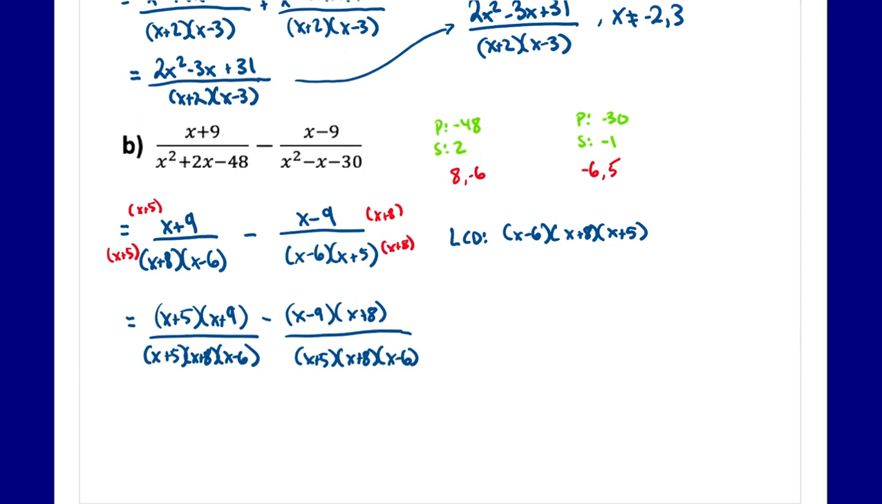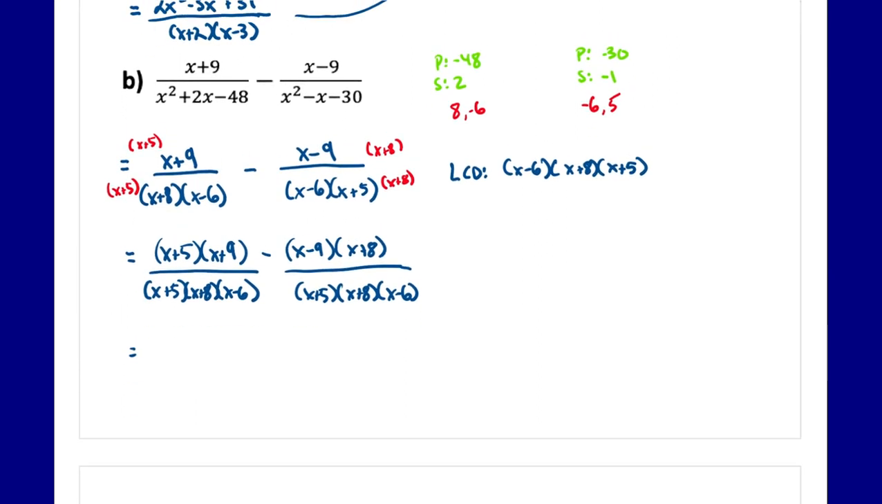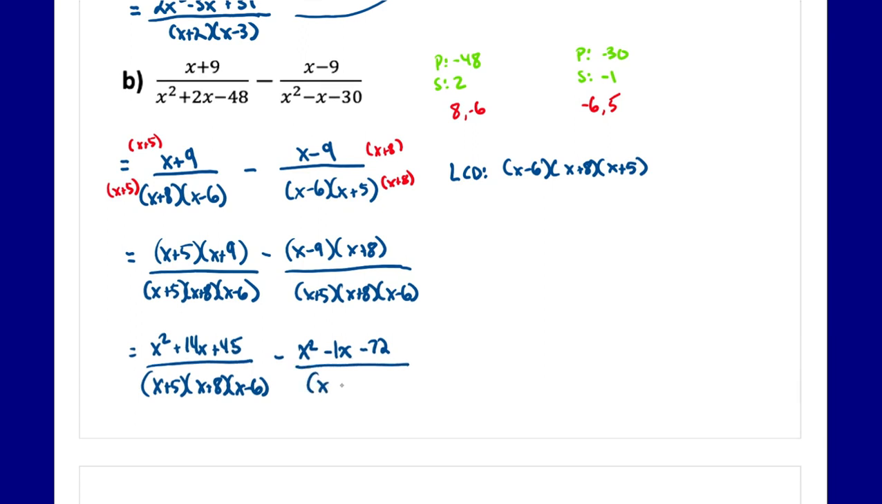I want to expand the top before I can subtract. So (x + 5)(x + 9) becomes x² + 14x + 45, divided by (x + 5)(x + 8)(x − 6). That's going to be subtracted from x² − 1x − 72. So again, I'm just foiling the numerators. The denominator is going to stay the same: (x + 5)(x + 8)(x − 6).